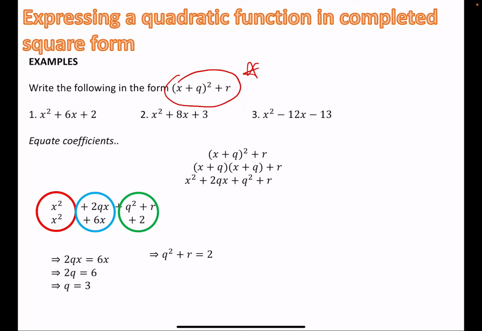Basically everything else that doesn't have an x in it needs to equal each other. So the q squared plus r needs to equal 2. I wouldn't be able to find this one first. This is why I had to do the blue bubble first. But because I now know what q is, I know what q squared is.